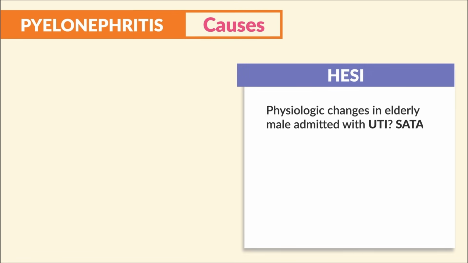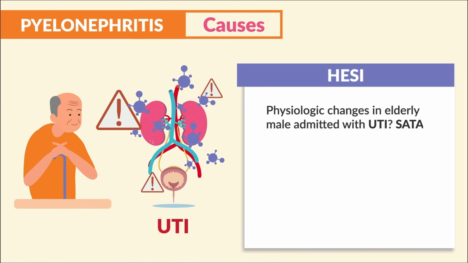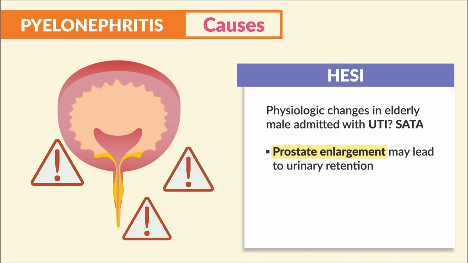HESI had a question about physiological changes in elderly men admitted with a UTI. Select all that apply. So the answers were prostate enlargement may lead to urinary retention. Remember, prostate, that BPH, a big prostate that holds back urine.